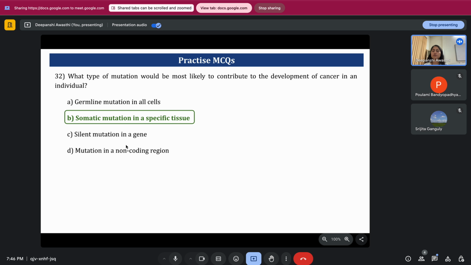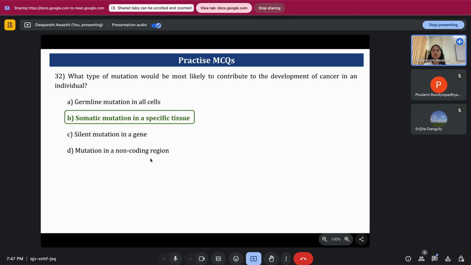Most of the cases do not influence the protein at all. Then, mutation in a known coding region. If mutations are there in the known coding regions, then they can influence the regulation of the protein, but they are not most likely to contribute to cancer. They are less likely than somatic mutation. So in this case, somatic mutation was more likely as compared to mutation in a known coding region.